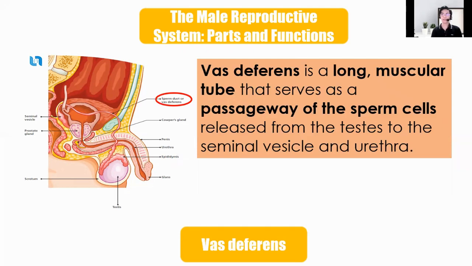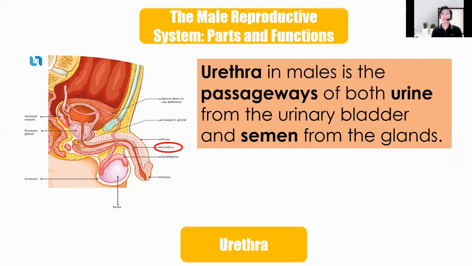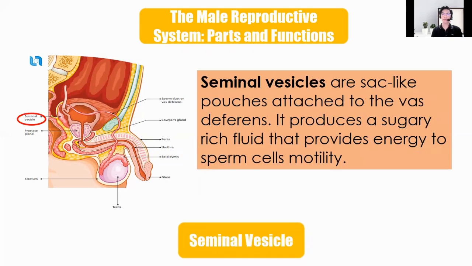Vas deferens. Vas deferens is a long muscular tube that serves as a passageway of the sperm cells released from the testes to the seminal vesicle and urethra. Urethra. Urethra in males is the passageway of both urine from the urinary bladder and semen from the glands. Seminal vesicles. Seminal vesicles are sac-like pouches attached to the vas deferens. They produce a sugar-rich fluid that provides energy for the sperm cells' motility.